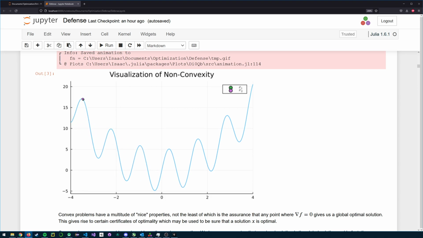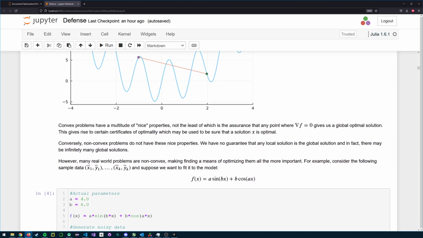So we don't consider this to be especially hard, but once we scale up the problem to n dimensions, it's going to be quite difficult to solve. So certain convex problems have a multitude of quote nice properties, not the least of which is that we can be assured that if the gradient of the objective is 0, then that will give us the global optimal solution. And with that, we can have very many certificates of optimality, so that we can be sure that this solution is the exact global solution, and that there's nothing better than that.